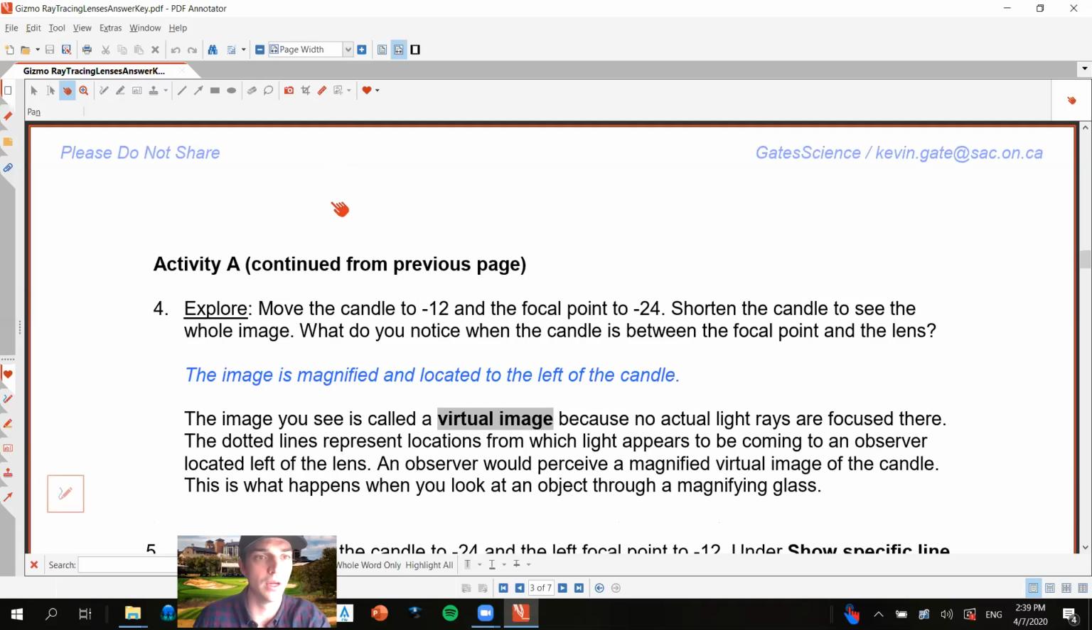Oh, it's not going to work. Hold on. See if I can get my pen to work here. Annotate.